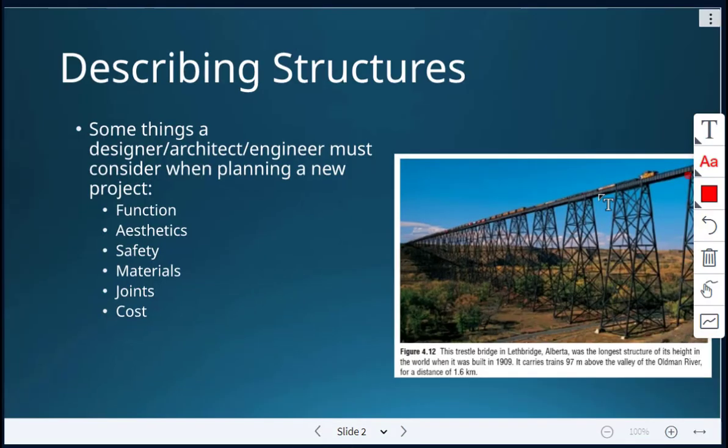The diagram here, Trestle Bridge. This is in Lethbridge, Alberta. It was the longest structure of its height when it was built in 1909. All right, so back then it was the longest structure of its height in the whole world. It can carry trains 97 meters above the river for a distance of 1.6 kilometers.